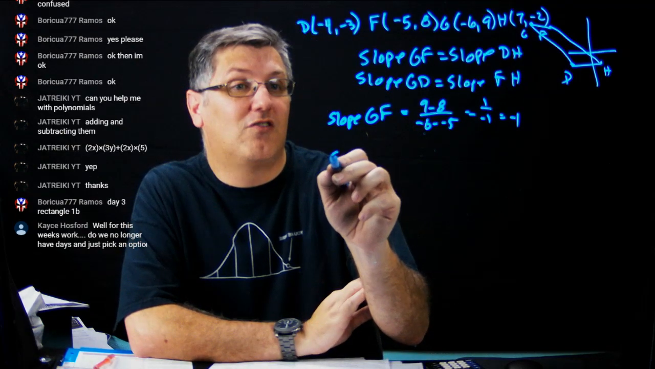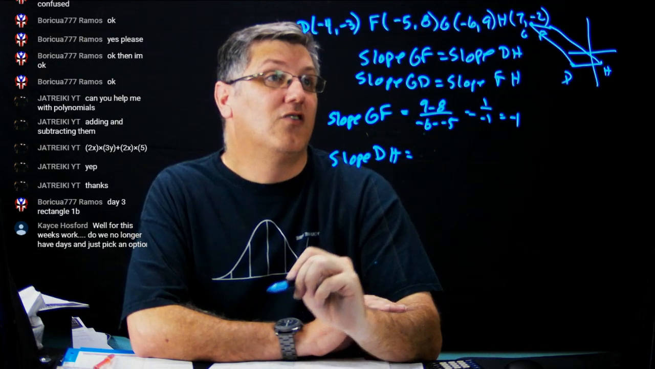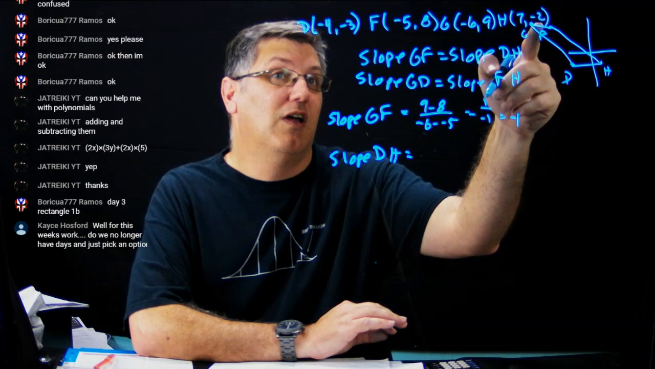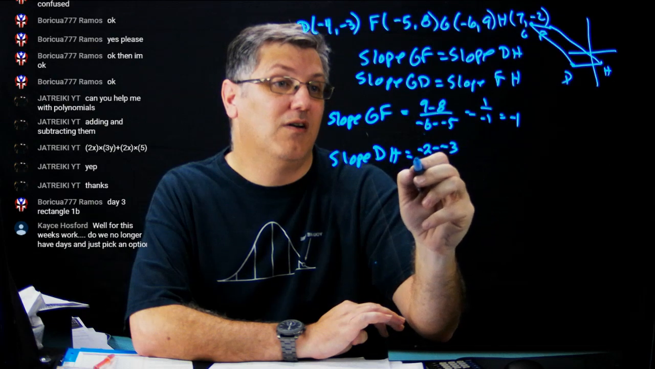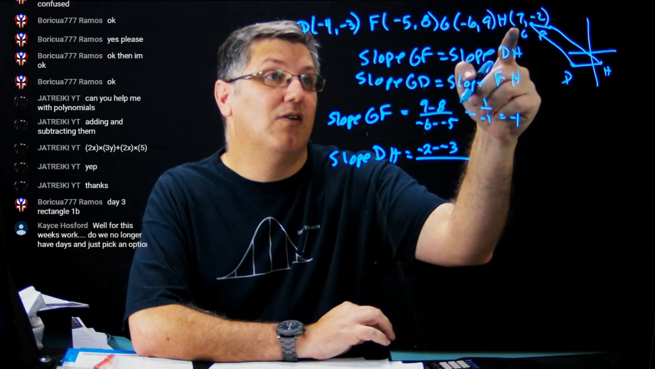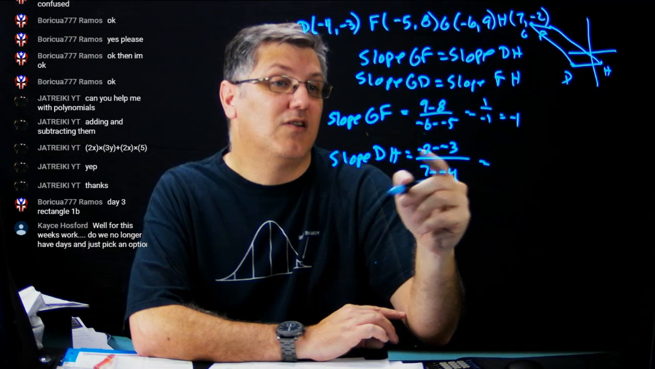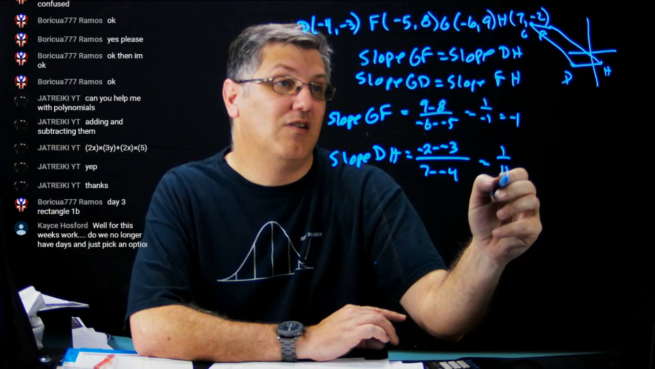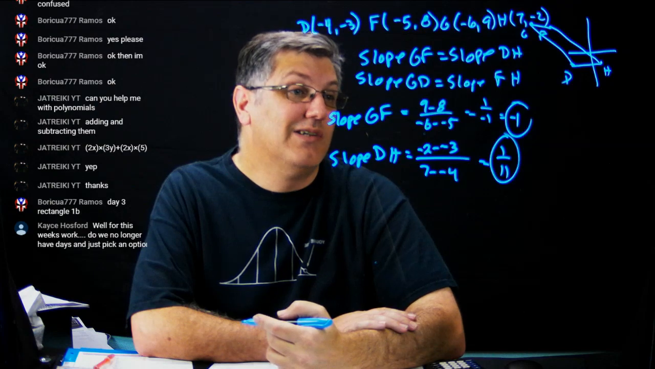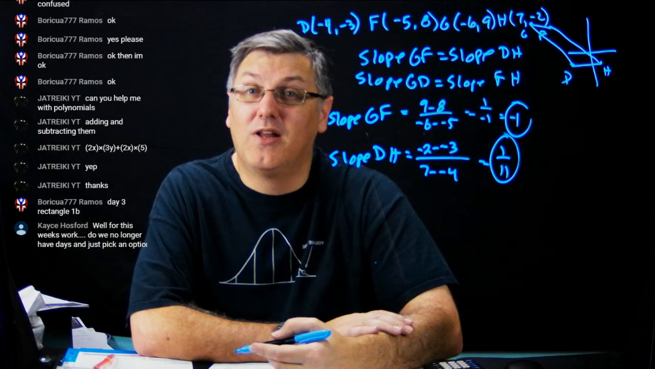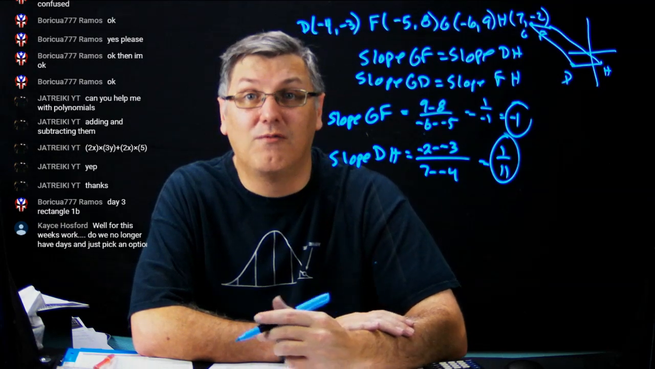All right, so now let's do the slope of DH. So here we go. -2 minus a -3, over 7 minus a -4. This gives me 1 over 11. -1 and 1 over 11, they're not the same. It's not even a parallelogram. If it's not a parallelogram, it can't even be a rectangle. So that's pretty straightforward.